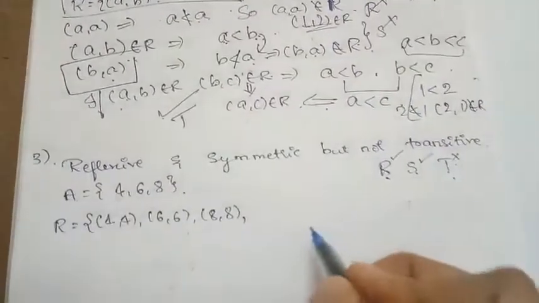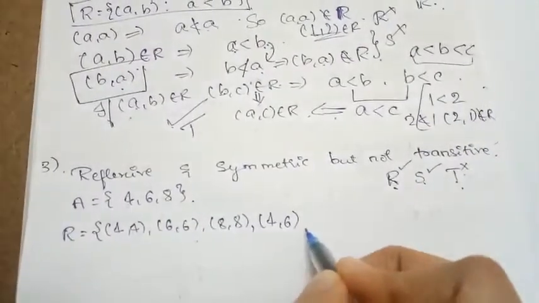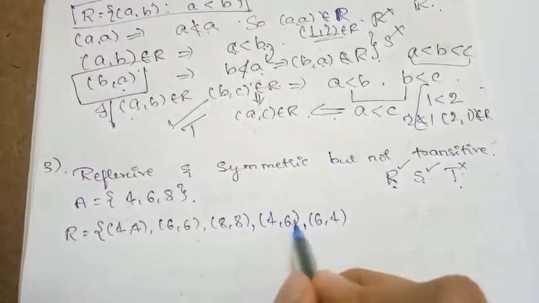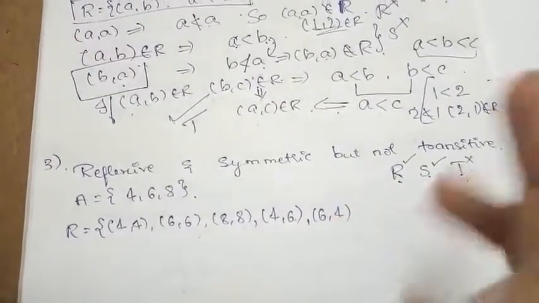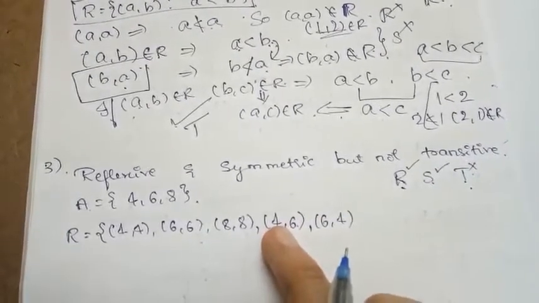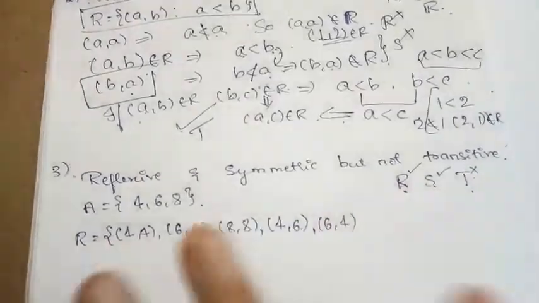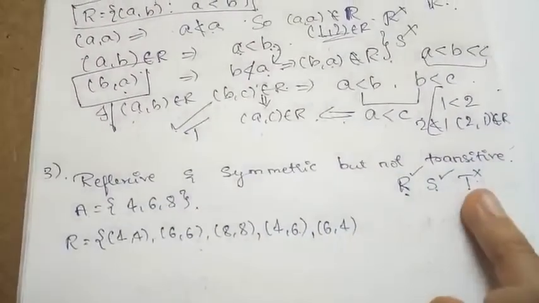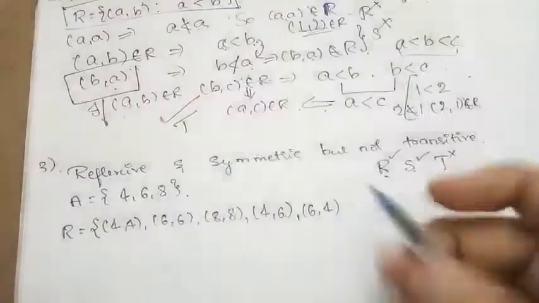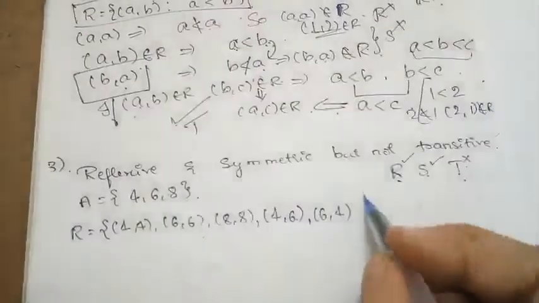So what I am doing next is, if I take 4 comma 6 and 6 comma 4, what happens now? 4 comma 6 is there, its reverse 6 comma 4 is also existing, so it is symmetric. And if I go with transitive, 4 comma 6, 6 comma 4, 4 comma 4 is also existing, so even now this one is transitive also. So we should think of another ordered pair so that it is symmetric but not transitive.